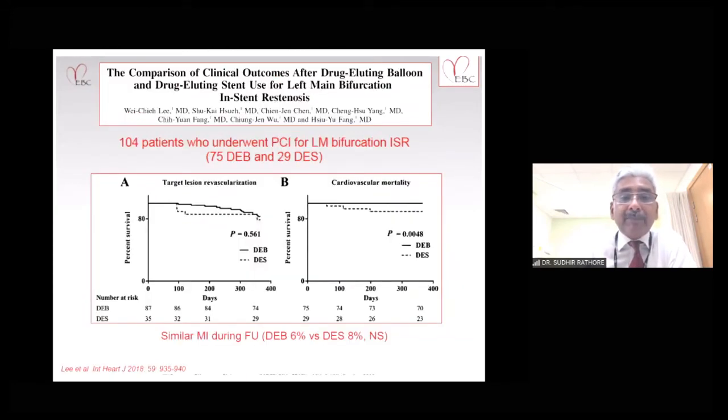Similarly here, this is a comparison of clinical outcomes after drug-eluting balloon at left main bifurcation in-stent restenosis, and the data with drug-coated balloon is much better than the drug-eluting stent in the long term, as you can see here, which was very nicely demonstrated by my colleague.